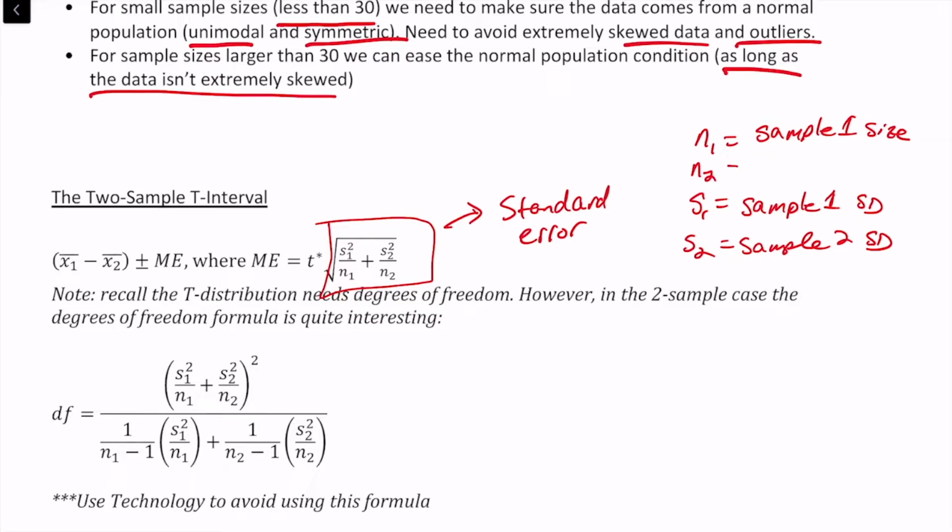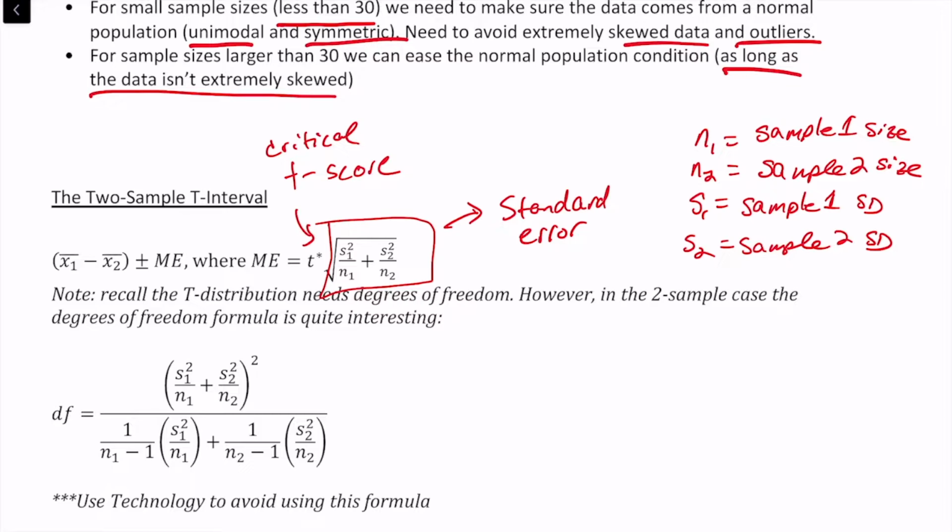And n2 is the sample 2 size. All right, so those are the symbols involved in our standard error formula. And while we're at it, remember t star is our critical t-score.